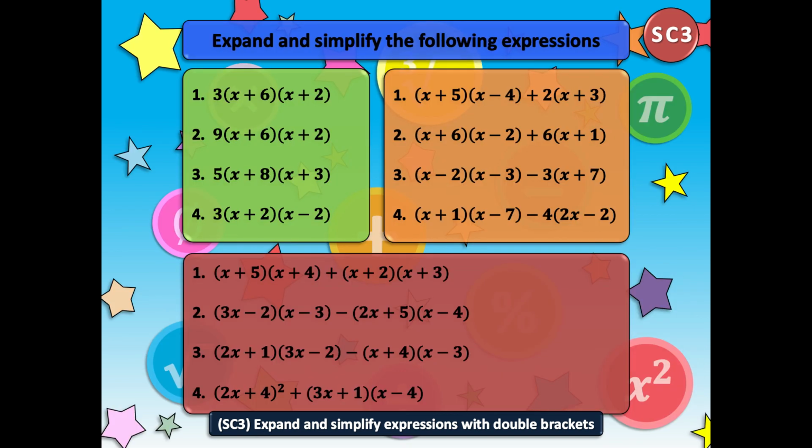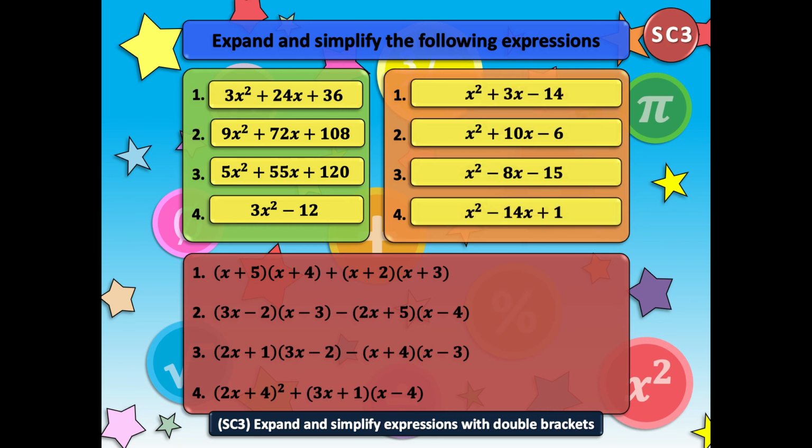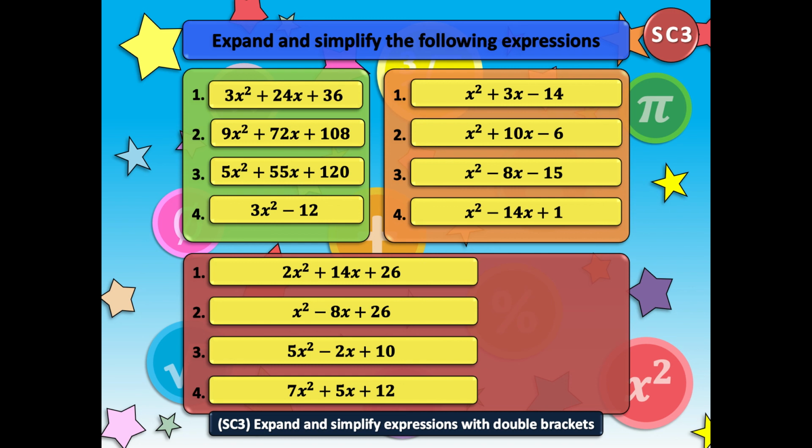Here are some questions for you to have a go at. Pause the video, and when you're ready to mark your work, press play. Here are your answers. So there's your green answers, there's your amber answers, and there's your red answers.